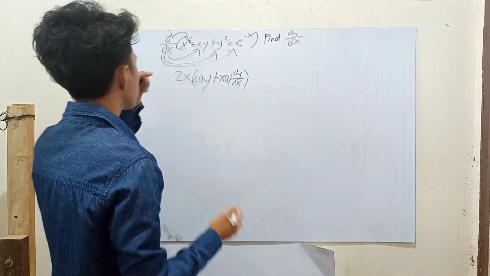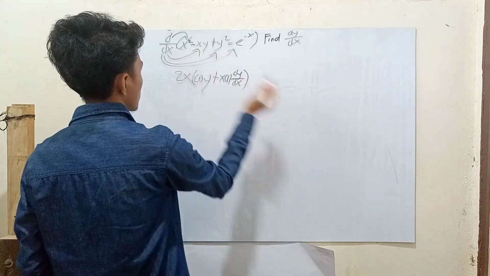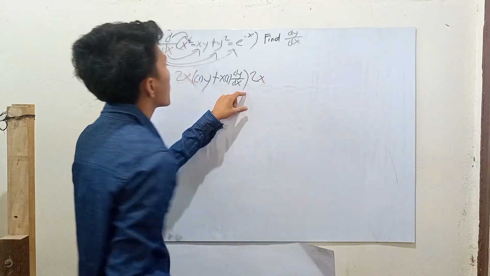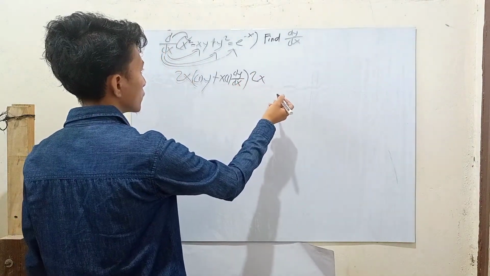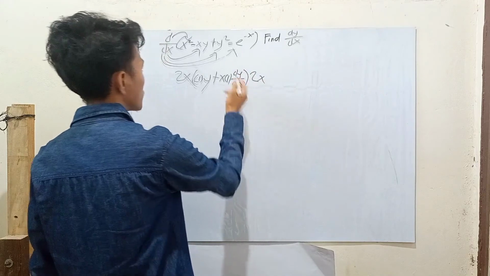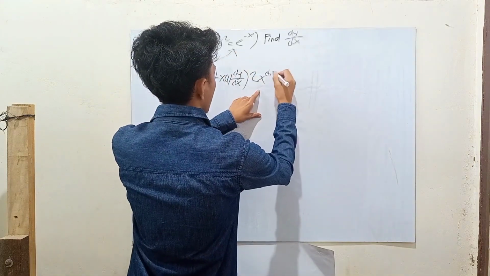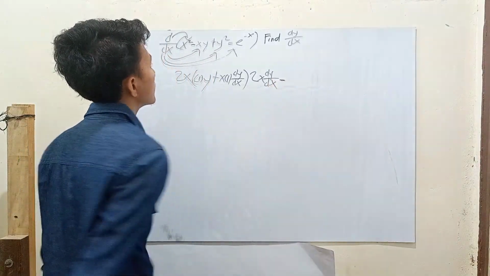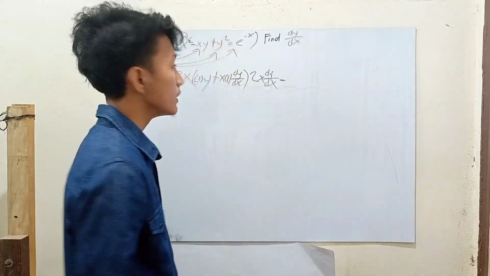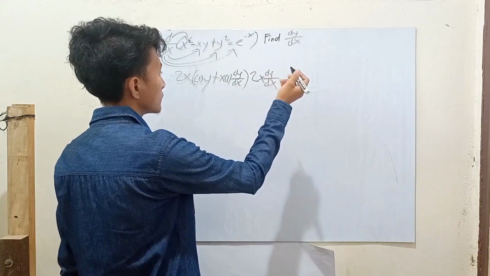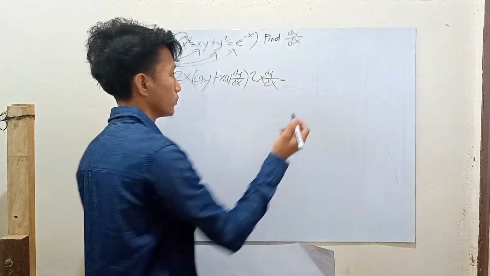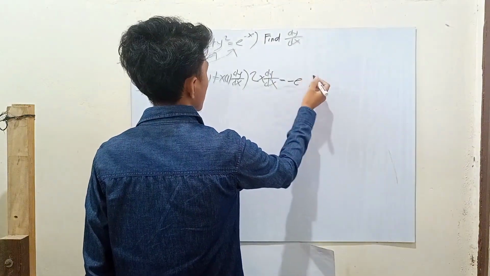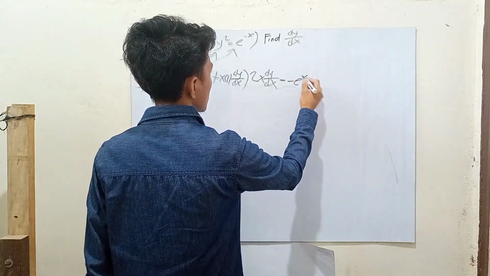Next, we need to use the power rule just like with x squared. 2x. Then you need to multiply it by dy over dx because of the y variable. Then, to get the derivative of e raised to negative x, we need to use the chain rule. The derivative of e raised to negative x is this.